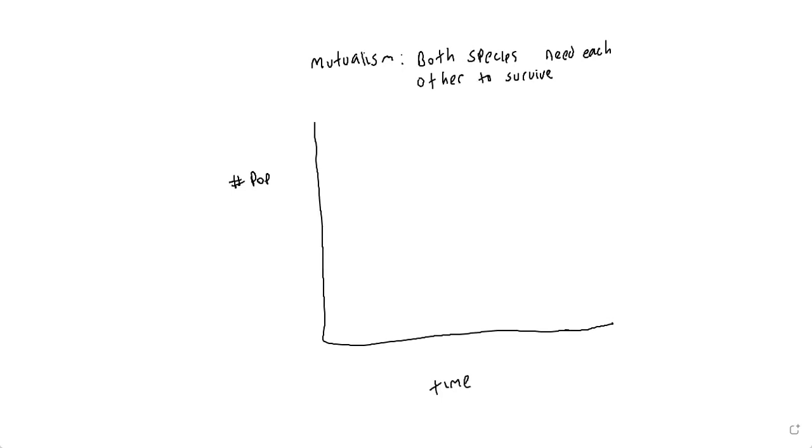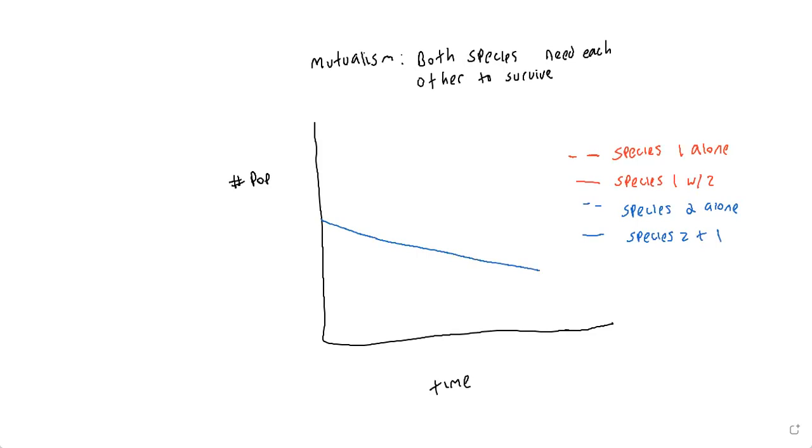We'll say that red is species 1 alone, and it's going to be a dotted line. The solid line is going to be species 1 with species 2. The blue dotted line is going to be species 2 alone, and the solid blue line is going to be species 2 plus species 1. Now, let's say that the numbers start off at the median point. Species 2 by itself is going to have a difficult time surviving. Species 1 by itself is going to have a difficult time surviving.